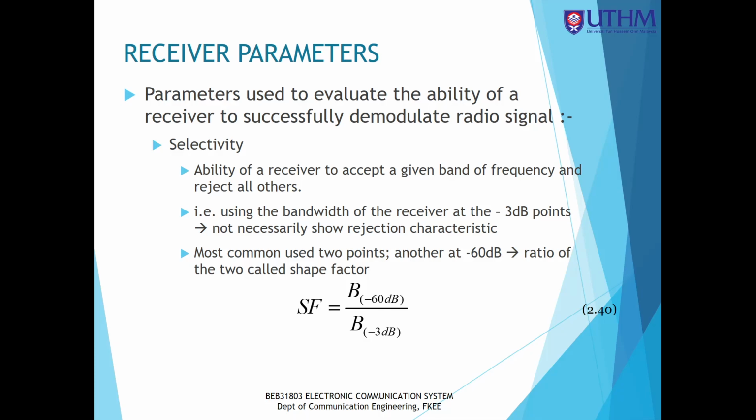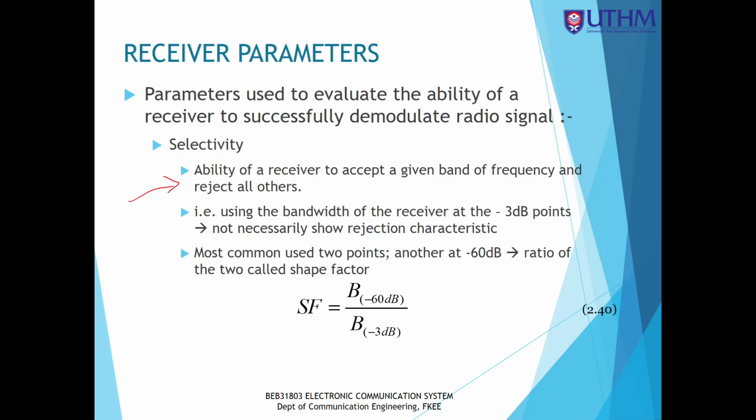The next topic is about receiver parameters. The receiver consists of many parameters, but here we will focus on certain parameters only. The main parameters for the receiver. The first one is selectivity. This is for the filter parameter in the receiver. Selectivity is the ability of the receiver to accept a given band of frequencies and reject the others.